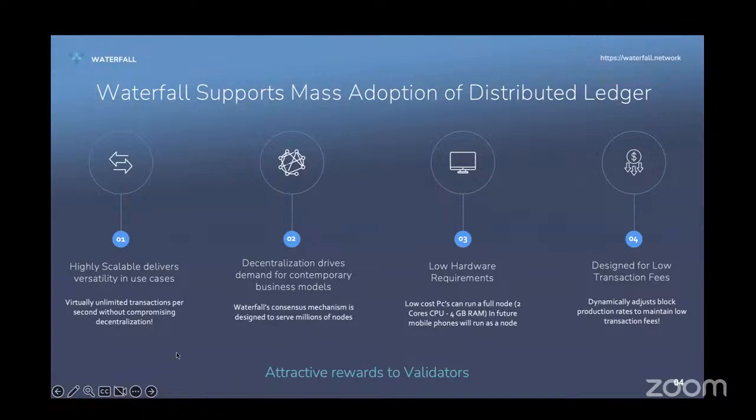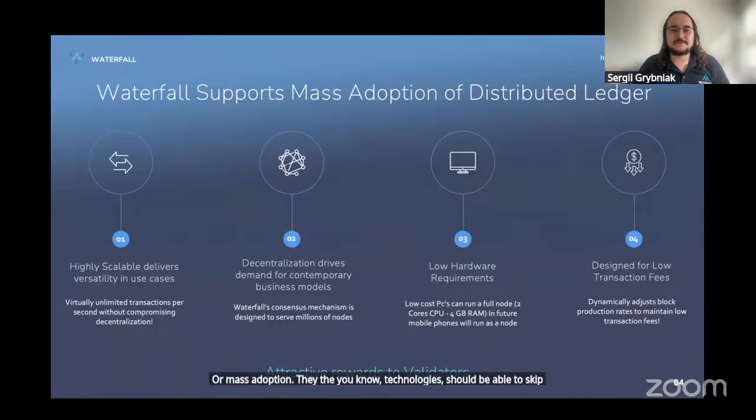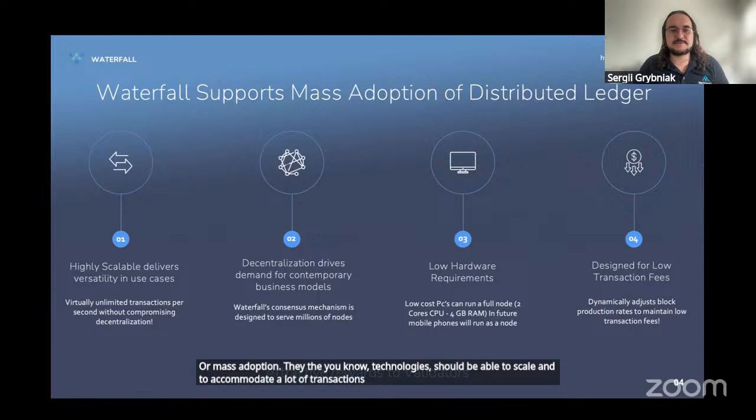So don't worry. So what are the key features of Waterfall? First, we have a very high level of scalability, and scalability doesn't need to be explained right now. But obviously, for mass adoption, technologies should be able to scale and to accommodate a lot of transactions and process them.